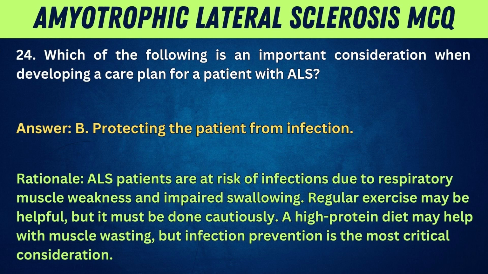Rationale: ALS patients are at risk of infections due to respiratory muscle weakness and impaired swallowing. Regular exercise may be helpful, but it must be done cautiously. A high-protein diet may help with muscle wasting, but infection prevention is the most critical consideration.